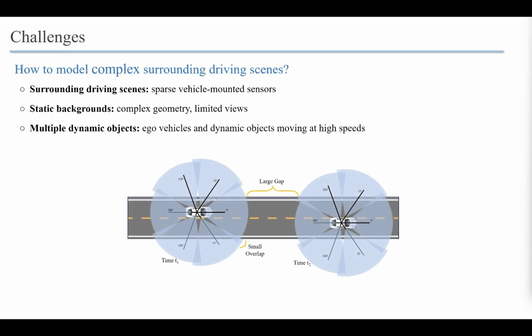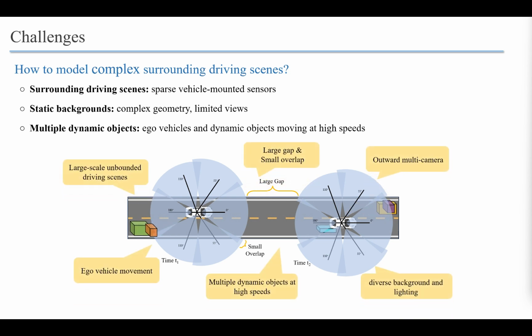Modeling intricate 4D scenes from sparse vehicle-mounted sensor data is a challenging task. Real-world driving scenes are large-scale, unbounded, featuring ego vehicle movement and multiple high-speed dynamic objects. The outward captured images exhibit small overlaps among cameras, but substantial gaps across time. The diverse backgrounds and lighting conditions add another layer of complexity to scene representation.